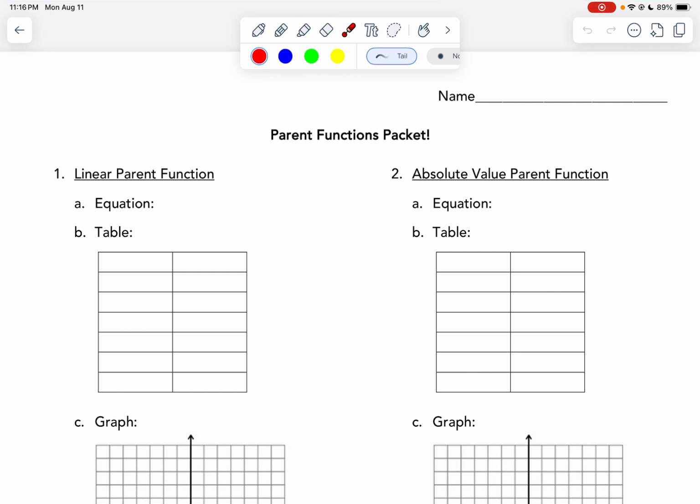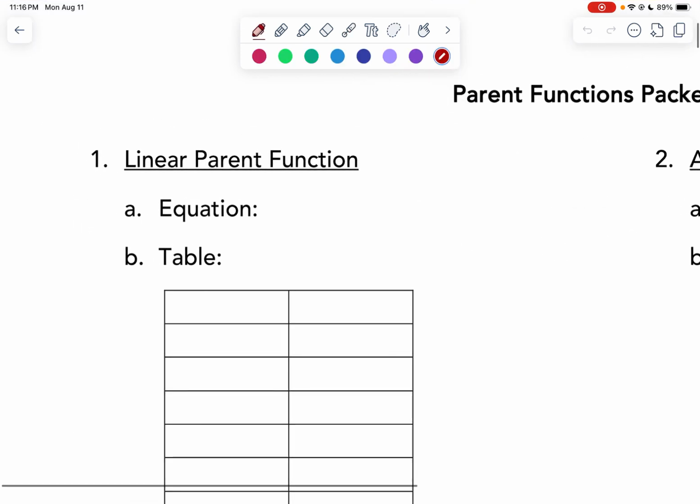So we're going to start off with our linear parent function. Now, instead of y, I'm just going to use f of x, even though it's the same thing. So instead of saying y equals x, I'm going to say f of x equals x. And that's our linear parent function.